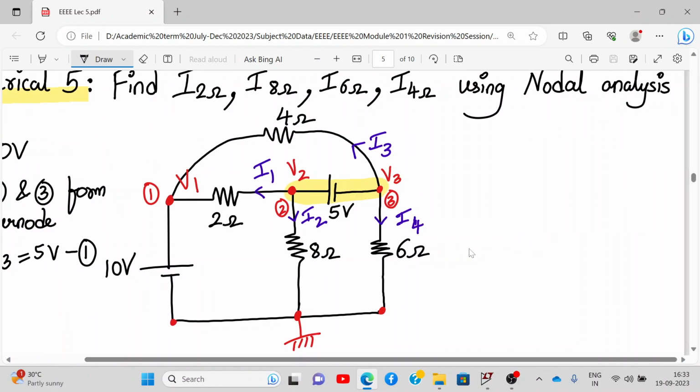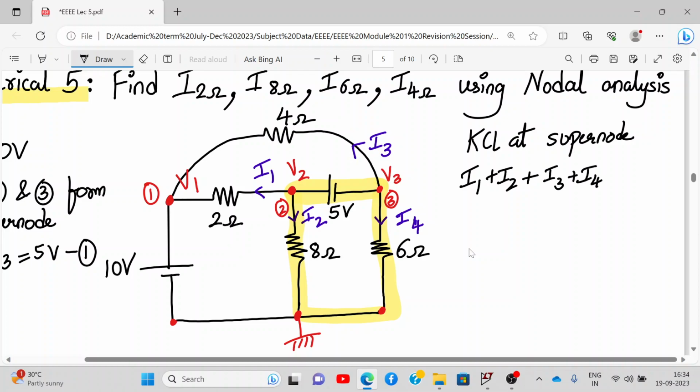So let's apply KCL at the supernode. This entire node, node 2 and 3, behaves as a supernode now, and we have defined the currents I1, I2, I3 and I4. Over here all are outgoing currents. So we can write I1 leaving node 2, I2 leaving node 2, similarly for node 3, I4 and I3. So I1 plus I2 plus I3 plus I4 is equal to 0.